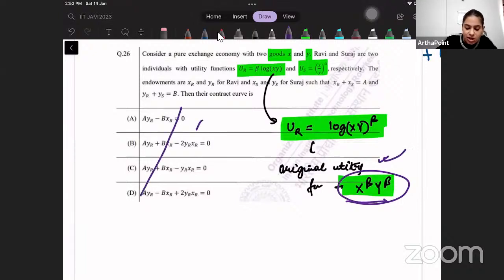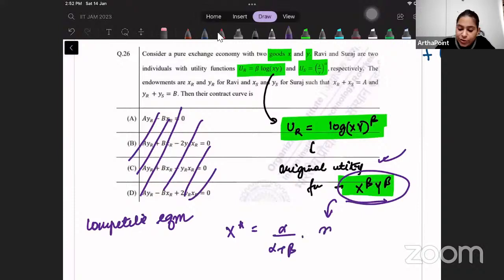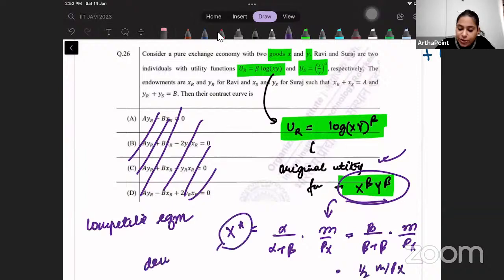जैसे अगर इसकी जगह पे someone would have said find competitive equilibrium, then I knew that this is a Cobb-Douglas function and यहाँ पे x star होता है alpha upon alpha plus beta m by px. So this would have been beta upon beta plus beta income by px. So this would have been half m by px. This would have been the demand of individual one.